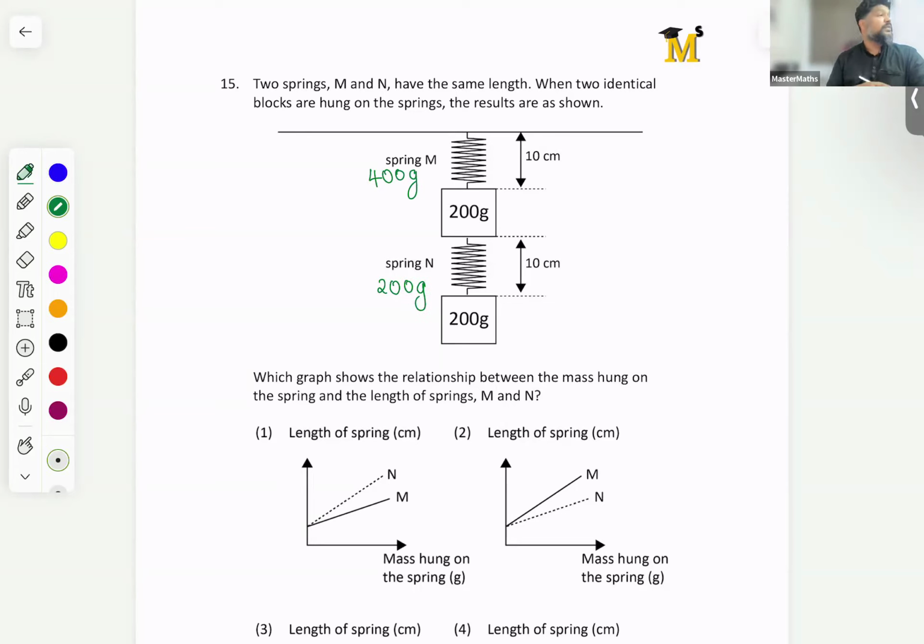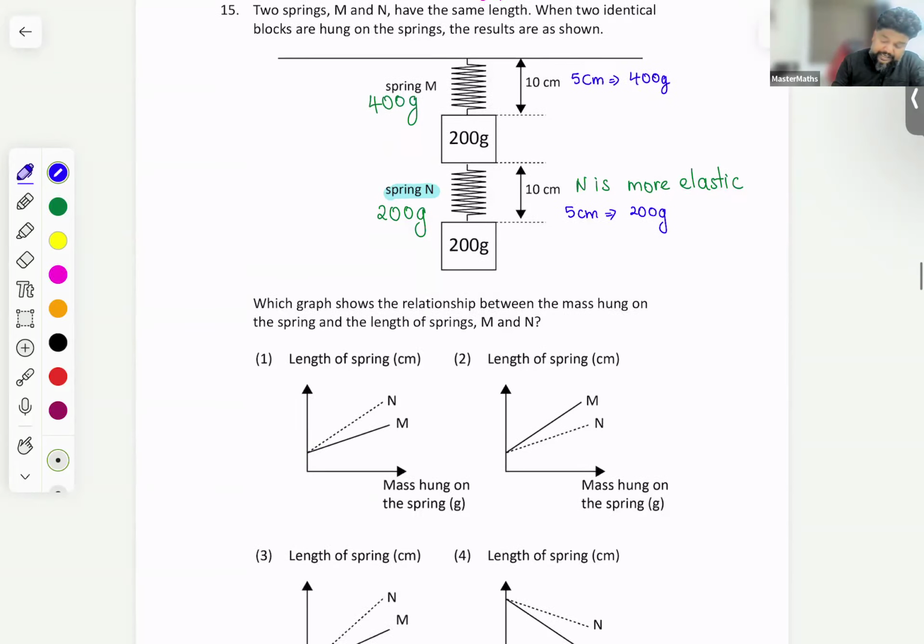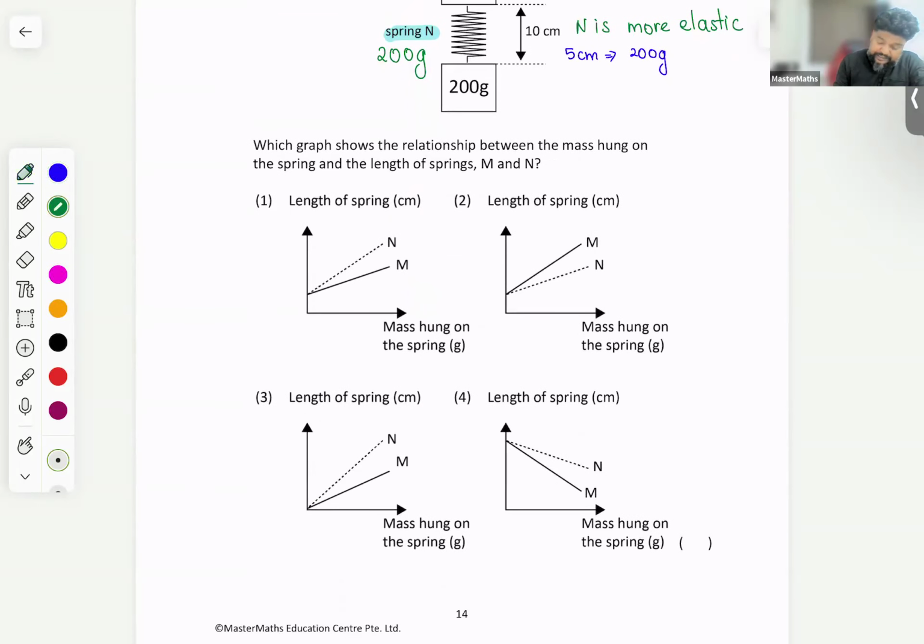And spring N has 200 grams. Which one extended more? M or N? N. N extends more. Okay. So N is more elastic. Is that okay? So for example, let's say the same length we start with, for the sake of it, 5 cm. Spring M to extend 5 cm needed 400 grams. But spring N to extend 5 cm only needed 200 grams. So based on this, I know spring N is more elastic and will extend more.